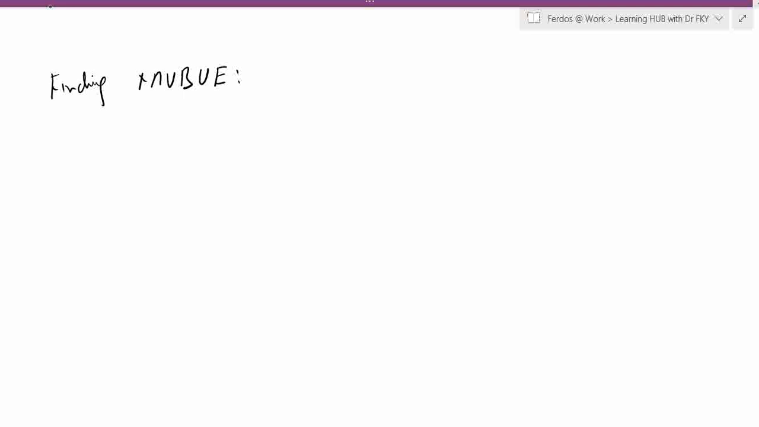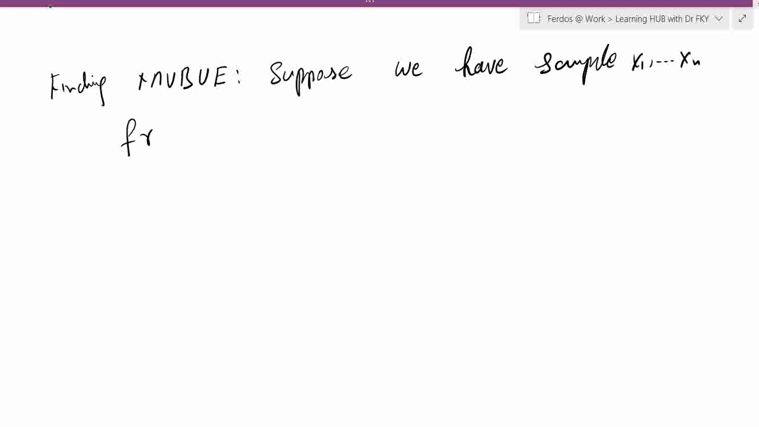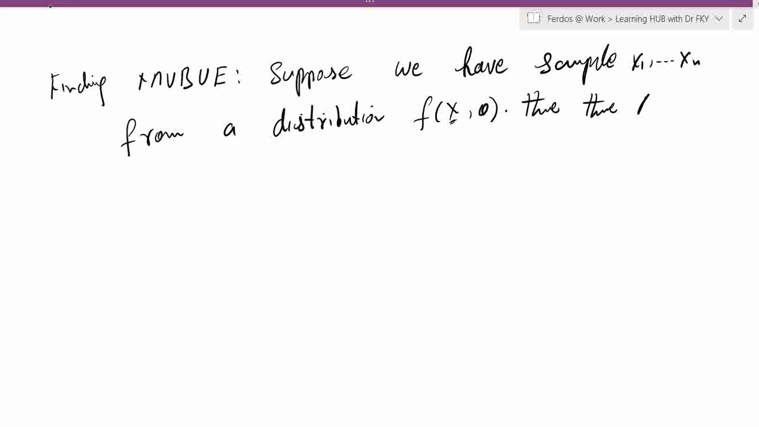Suppose you have a distribution, you need to take the likelihood function. Suppose we have a sample x1 up to xn from a distribution f of x theta, then the MVBUE can be found in the following way.